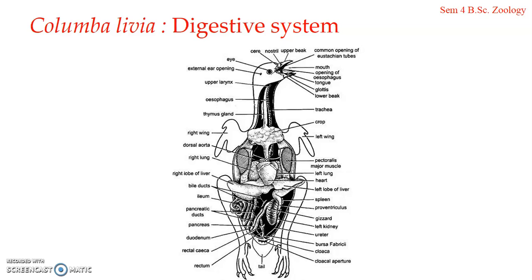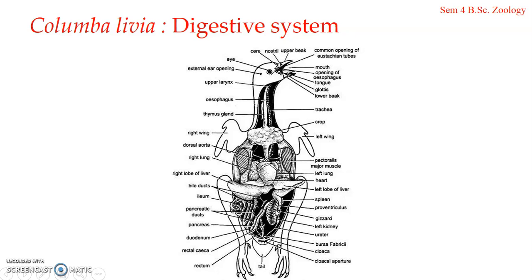The crop also contains some mucus secreting glands. Beyond the crop, this is the crop region, and beyond it we have the stomach. The esophagus becomes thick-walled and narrow-tubed. Now, the stomach can be differentiated into, you can see here, the proventricular region and the gizzard region. The proventriculus and the gizzard. You can see the difference between the thickness and the shape.